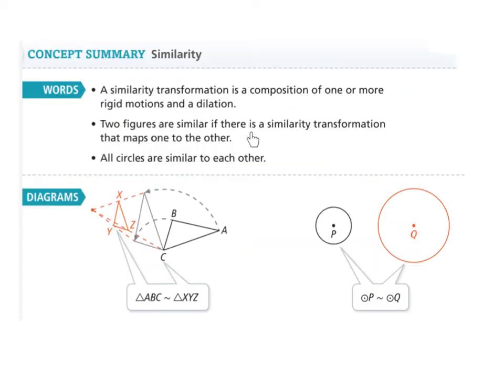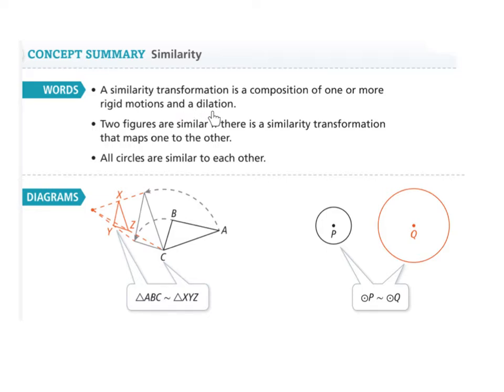As you can see here, a similarity transformation is where we perform a composition of one or more rigid motions. Remember, the rigid motions would be your translations, your reflections, and your rotations. So we do one or more of those, and then we also do a dilation. Now remember, a dilation is not considered a rigid motion because, unlike rigid motions, dilations don't preserve segment lengths. They do preserve angle measures, but they don't preserve segment lengths.